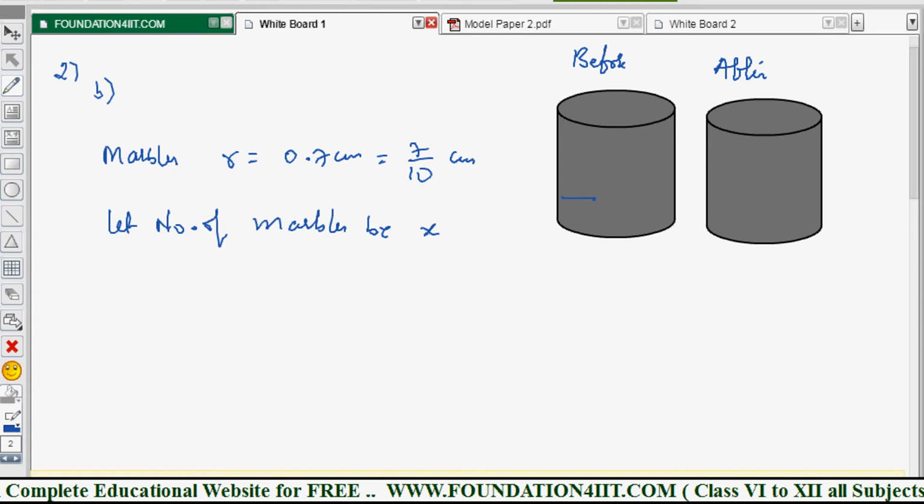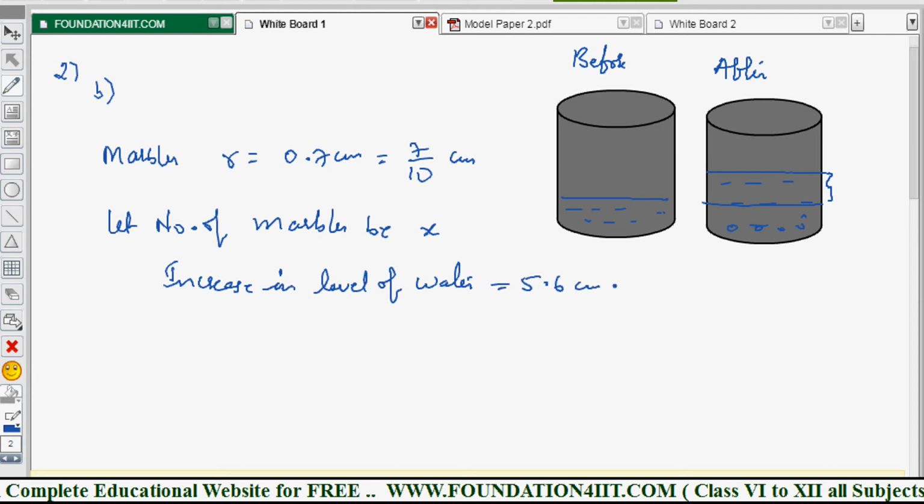An increase in level of water. For example, starting is here. By keeping some marbles, the level is increased. Then the increase of level of water, according to the question, is 5.6 centimeters. That is 56 by 10, which you can write as 28 by 5 centimeters.